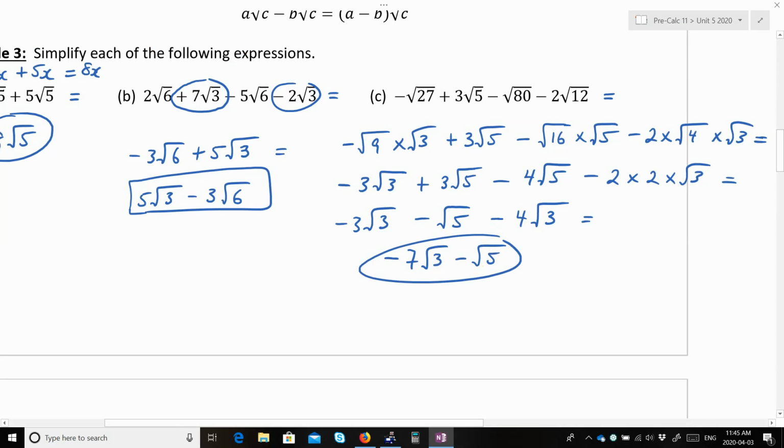Minus root 5. And there's our final answer.